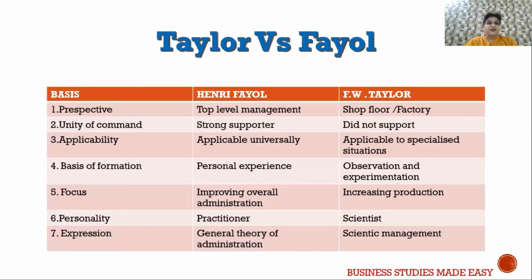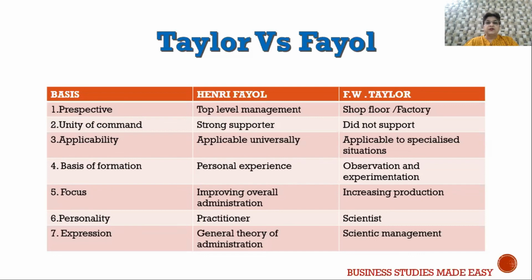Now a comparative analysis of Taylor and Fayol's principles, because these have come in the board exam, so you should study them also. What was the perspective? Fayol was talking about the top management and Taylor gave the principles for the workers or the shop floor. Shop floor means factory. Then unity of command: Fayol gave the principle of unity of command, whereas Taylor did not. Taylor gave the technique of functional foremanship in which one worker had 8 superiors, so he did not support it. Then applicability: Fayol's principles are generally applicable because he's called the father of general management also because of this. And Taylor's principles are applied only to specialized situations.